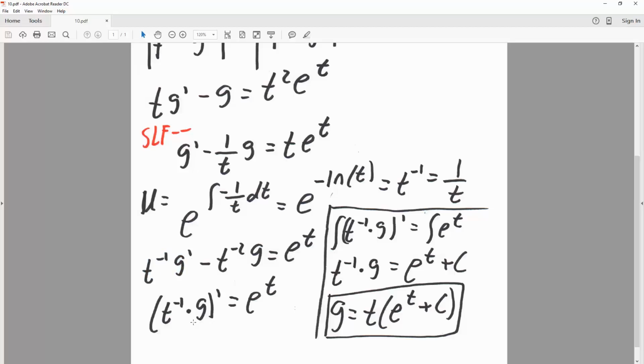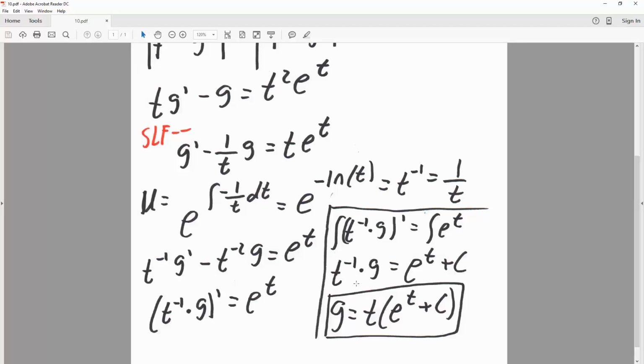And so the next thing we do is take the integral of this. The integral of this is pretty easy because the prime sign is on the outside, so it's simply going to be t raised to negative 1 times g, and the integral of e raised to t is also easy, simply e raised to t plus an arbitrary constant c.